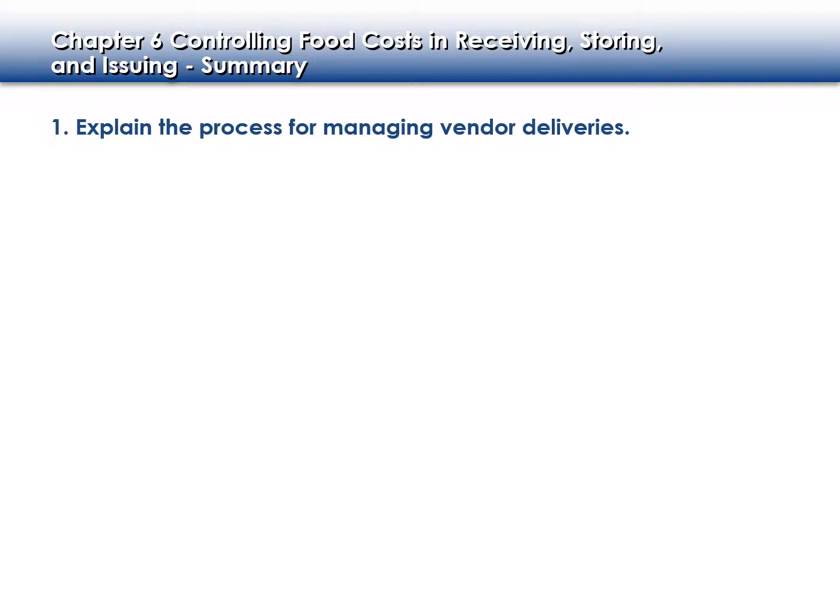Any questions, comments, concerns about that? In this food cost and the receiving, storing, and issuing. Okay? Anybody have experience with controlling food costs or instances where you have actually seen food being wasted?